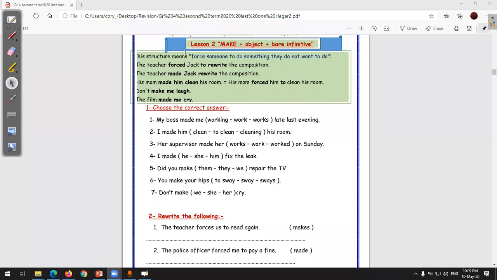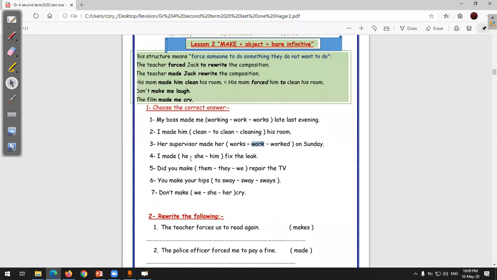Okay, so when you force someone to do something: my boss made me work late last evening. The verb "work" always comes in infinitive form. What is the meaning of infinitive form? It means the verb without any additions, without s, without ing, without ed. I made him clean his room. Also the verb without any addition. Her supervisor made her work on Sunday. Work, the verb without any addition.